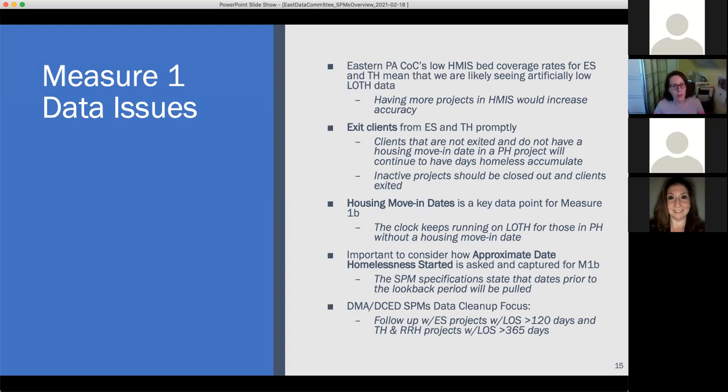And then in terms of the cleanup effort that we've been doing for the SPM's data cleanup, we've been doing follow-up with ES projects and TH and rapid projects where we see this sort of length of stay that's a bit longer. That to us is just maybe where we do follow up to say, like, are you sure that those clients are still in your project and you haven't just failed to exit them? Again, that's sort of one of those easy data cleanup things.